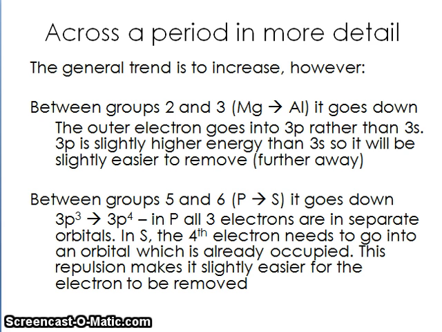And this is because groups 1 and 2 are in the S block, so their outer electron is in the S shell. However, once you go to group 3, you're talking about the P block. So the outer electron is now in the P orbital. So in the case of magnesium and aluminium, you're going from a free S orbital to a free P orbital.